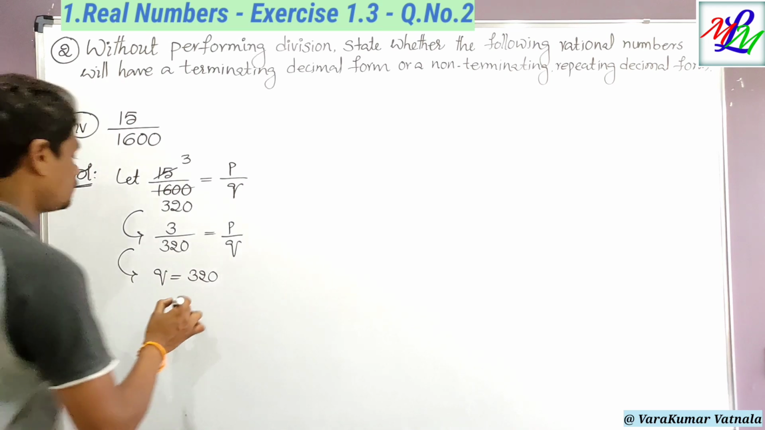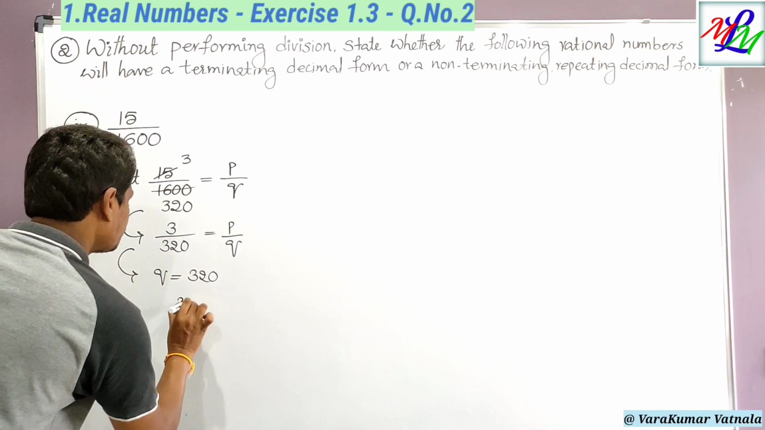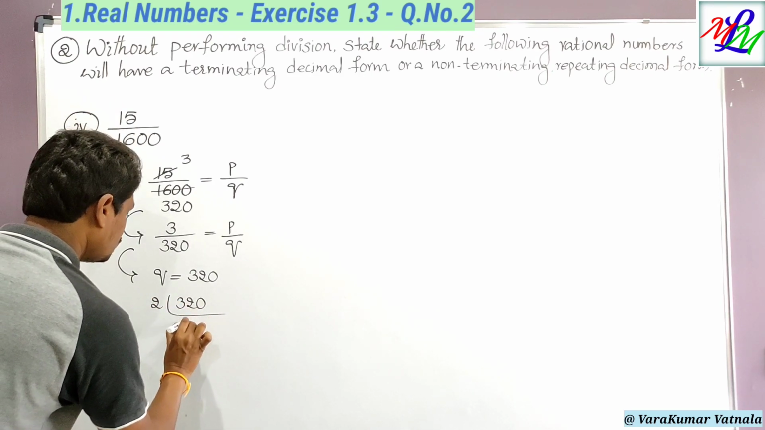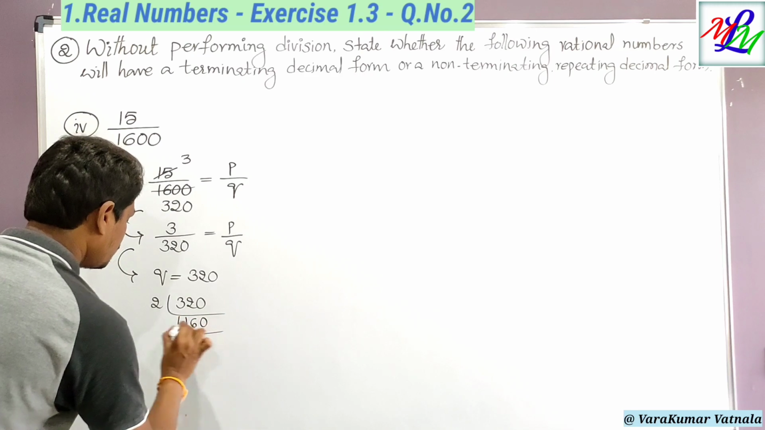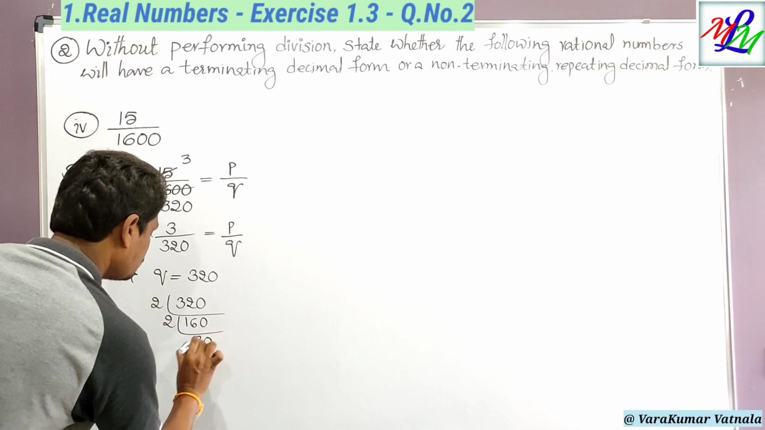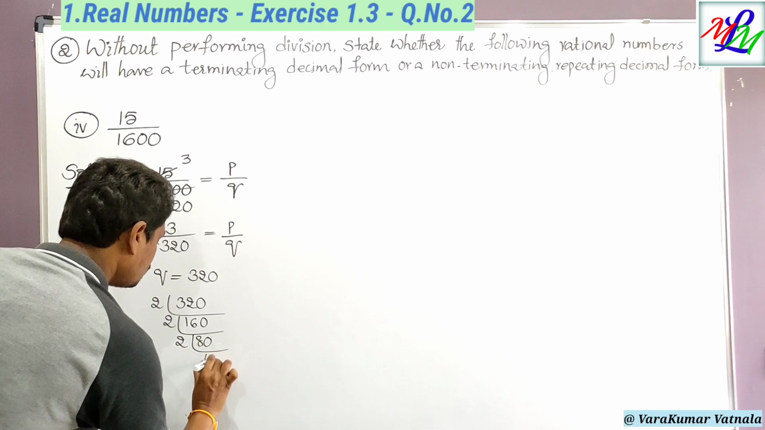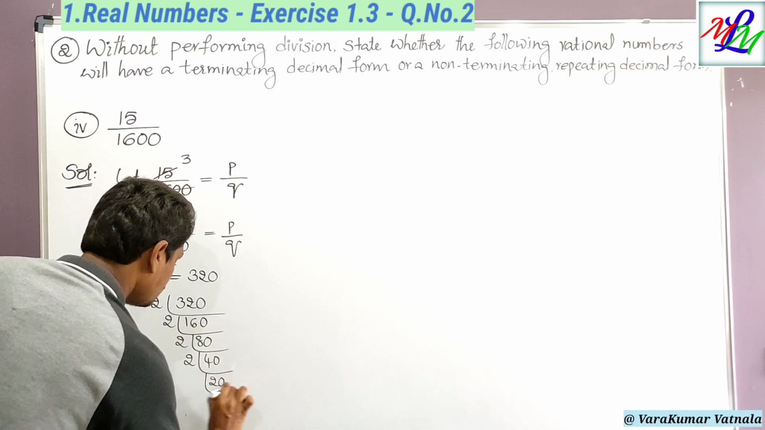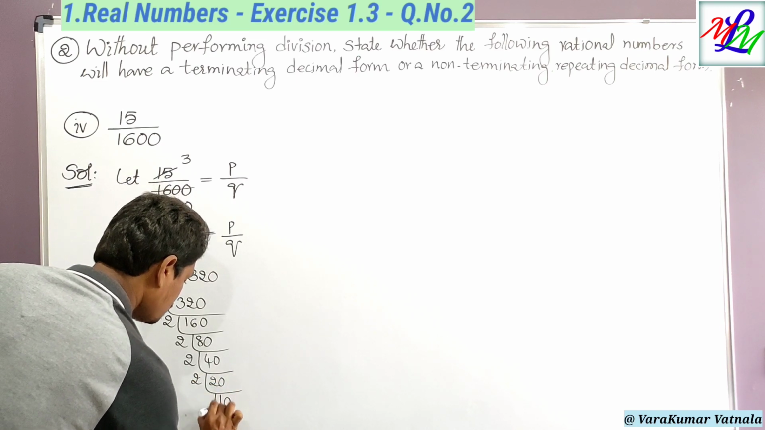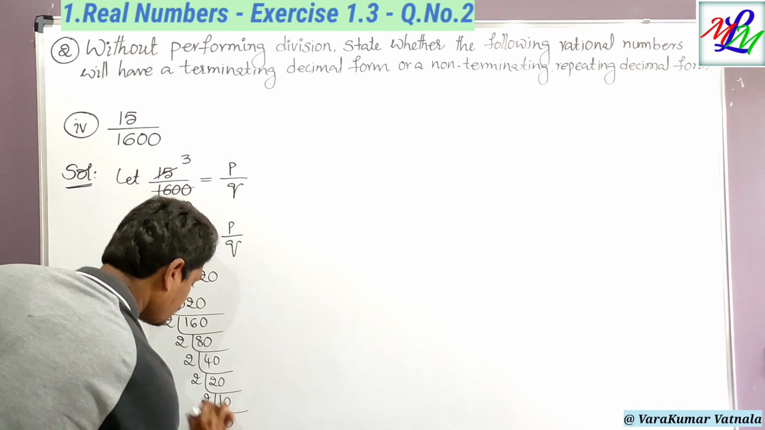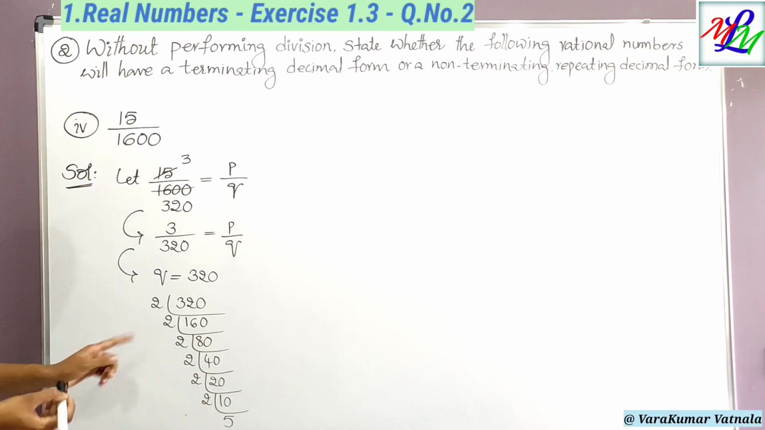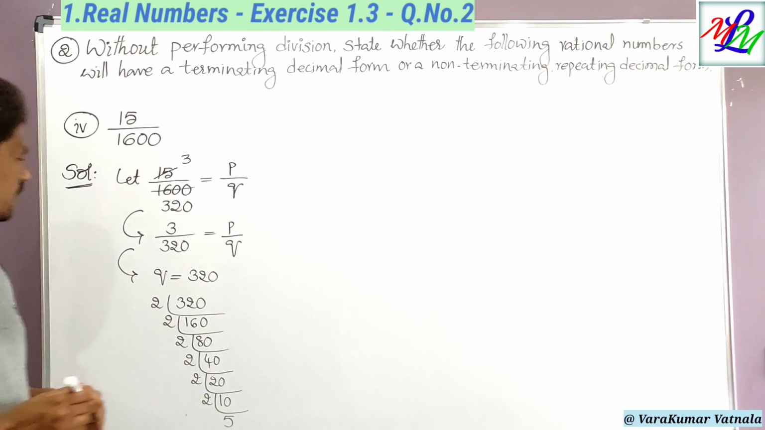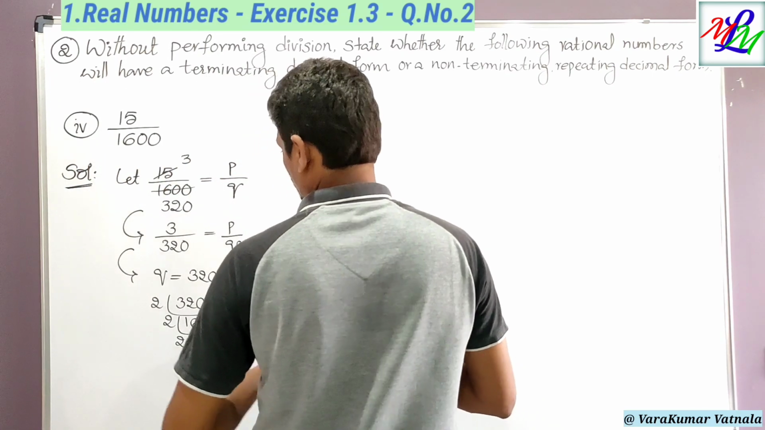Now I have to resolve 320 into its prime factors. 320 is divisible by 2. 2 1s are 2, 6, 0. Again it is divisible by 2. 2 8s are 16, 0. It is divisible by 2. 2 4s are 8, 0. It is divisible by 2. 2 20s. Again 2 10s. Again 2 5s. So now how many are there? 1, 2, 3, 4, 5, 6. 2 to the power 6 into 5 is there.